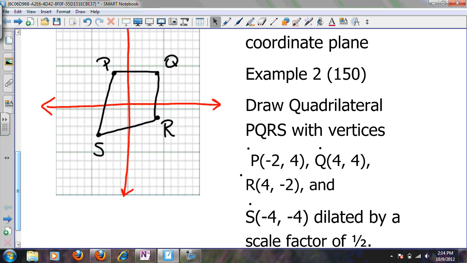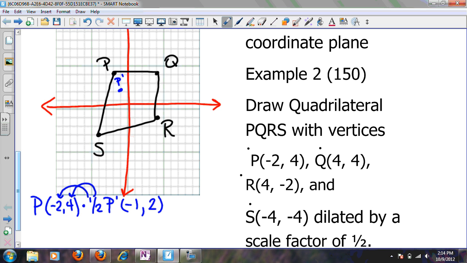What does that mean? It means I'm going to take each ordered pair, P, was at -2, 4, and I'm going to multiply it by 1/2. So that means I'm going to take 1/2 times -2. That's -1. 1/2 times 4 is 2. So my new ordered pair for P, or what you might call P prime, is -1, 2. This is now P prime.